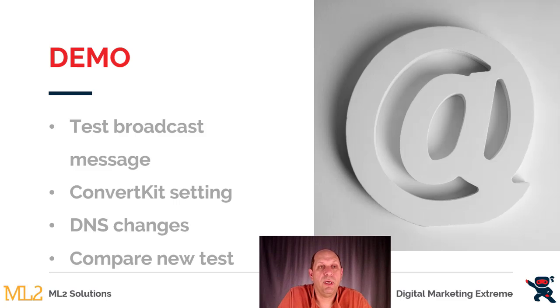For the demo on email deliverability, we're going to go over a few things. First, we're going to set up and send a test broadcast message without any additional email deliverability setup, so we can actually see what that looks like. We'll then go into ConvertKit and look at the settings that we can choose to help increase the email deliverability. We'll make those changes to DNS, and then we'll compare again with another set of email tests.